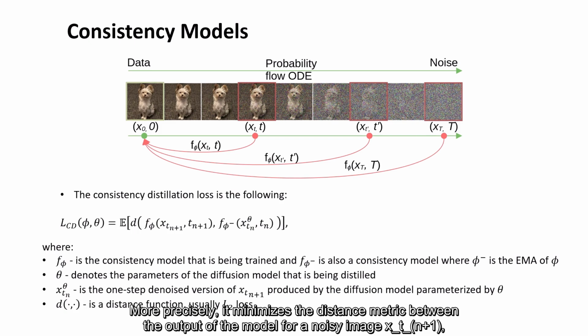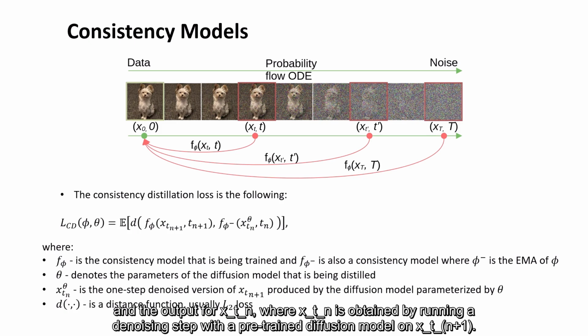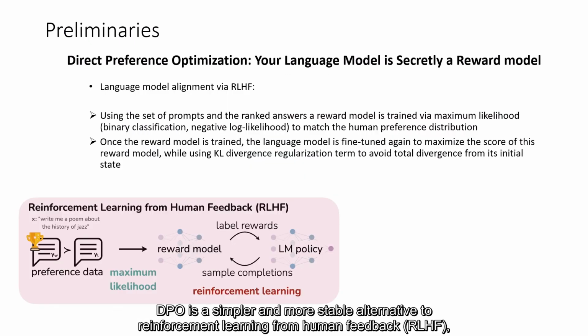More precisely, it minimizes the distance metric between the output of the model for a noisy image x_{t_{n+1}} and the output for x_{t_n}, where x_{t_n} is obtained by running a denoising step with a pre-trained diffusion model on x_{t_{n+1}}. DPO is a simpler and more stable alternative to reinforcement learning from human feedback.